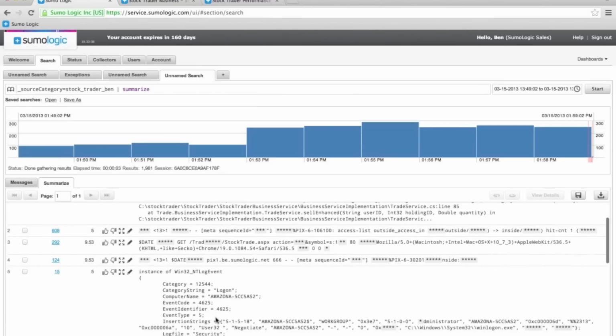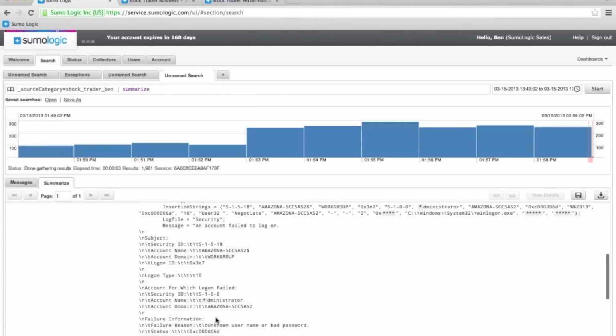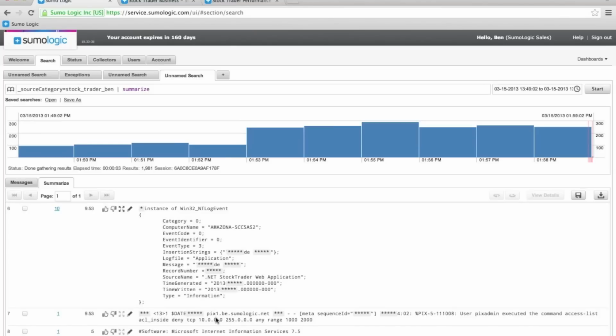We can continue to scroll through the events, see some Windows events here. Now here's something that might be of interest to us. This log line indicates that a user on the Pix firewall executed a pretty draconian statement that denied access over a pretty wide range of IPs. And more likely than not, this is the root of our problem.